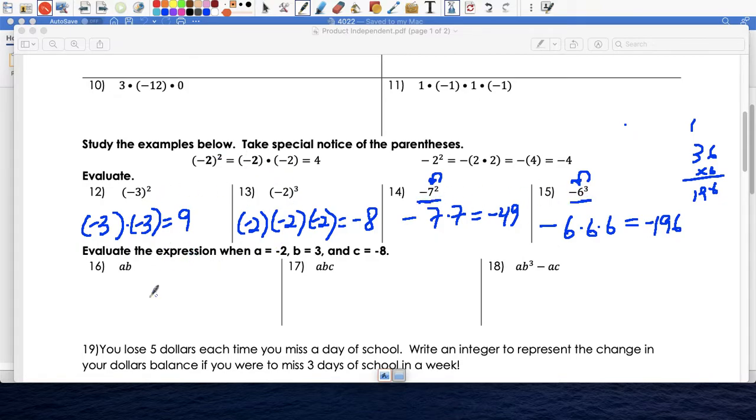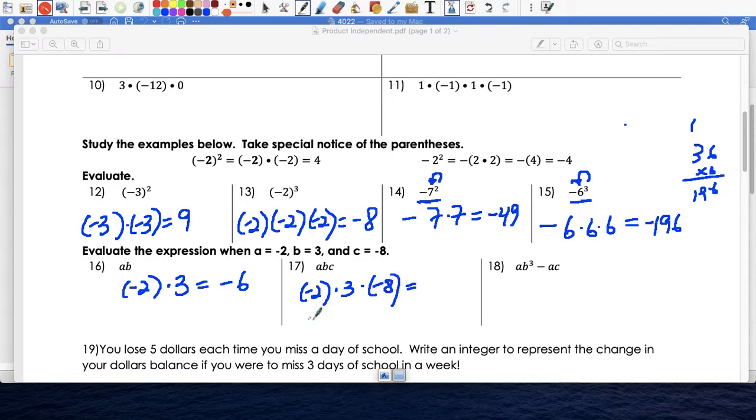A and B simplify, so A is negative 2. So I'm going to put the negatives in parentheses just so that it sort of differentiates from the positive. B is 3, so I have a negative times a positive. Get negative 6. 8 times 3 times C, so again, negative 2 in parentheses, times 3 times negative 8.